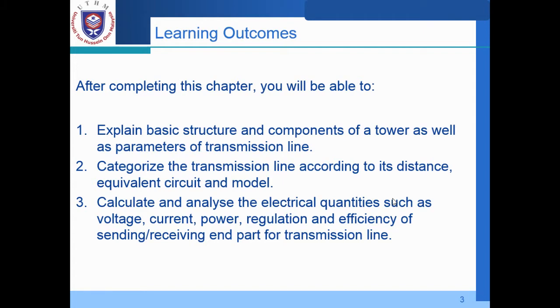And for that, we are going to have the third outcome on the calculation and analysis in terms of electrical quantities. For example, voltage, current, power, regulation, and also efficiency of the sending or receiving end part of transmission line.